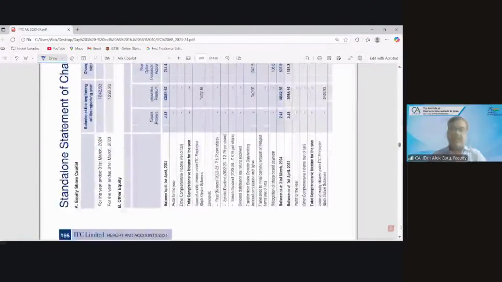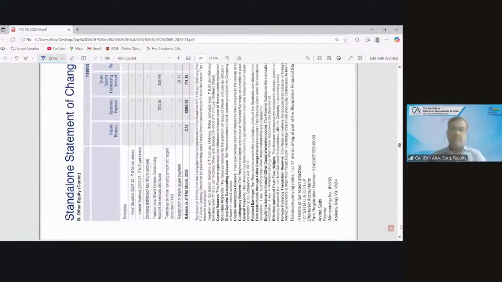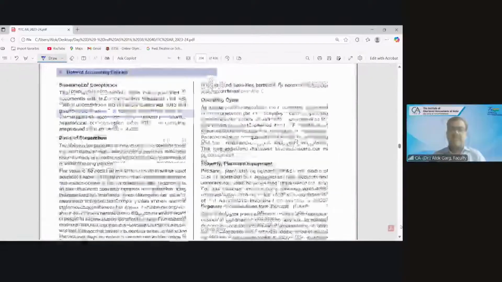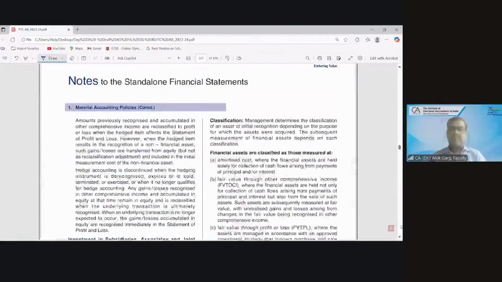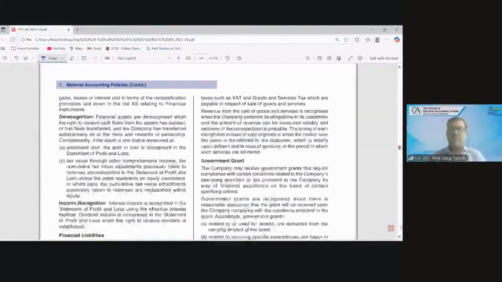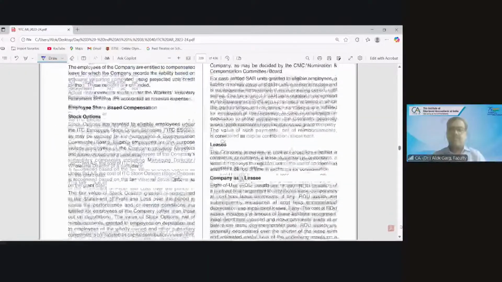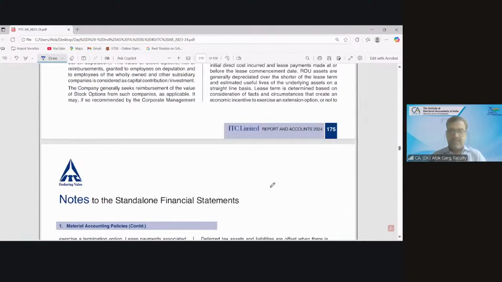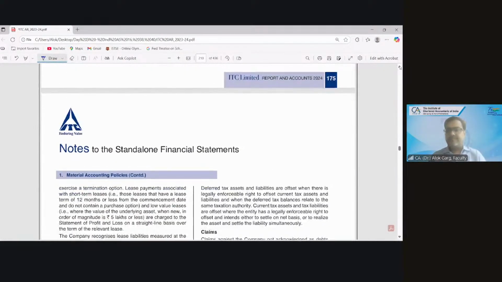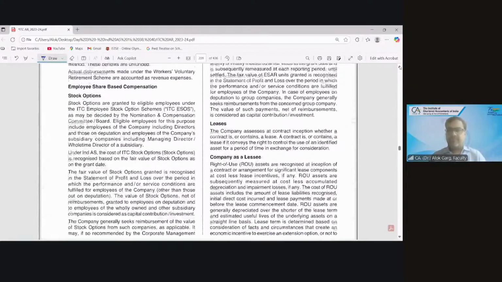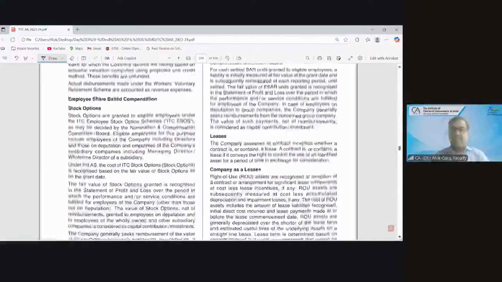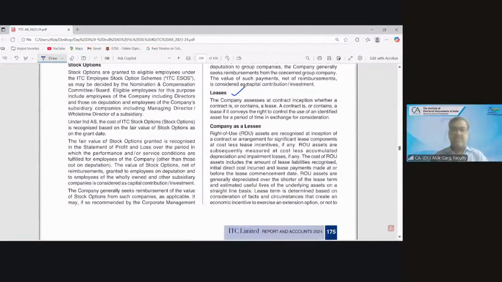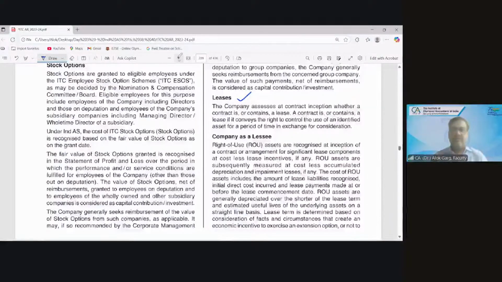So then let me take you to the accounting policy. Can you see this accounting policy? Leases. Can you see the leases on the screen? Yes, sir.